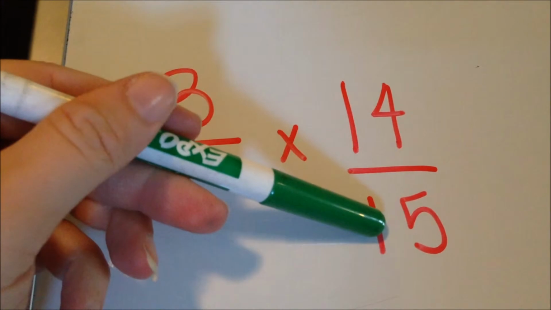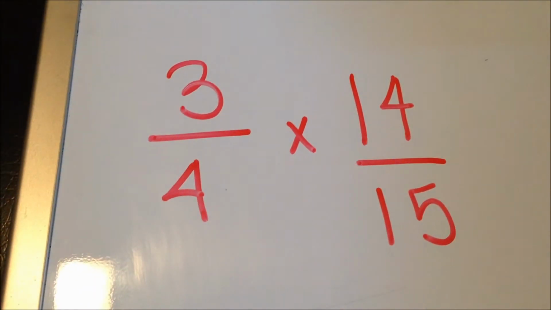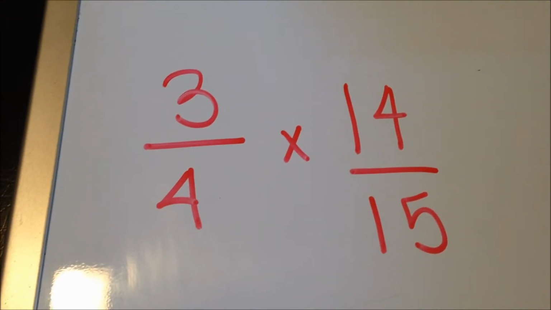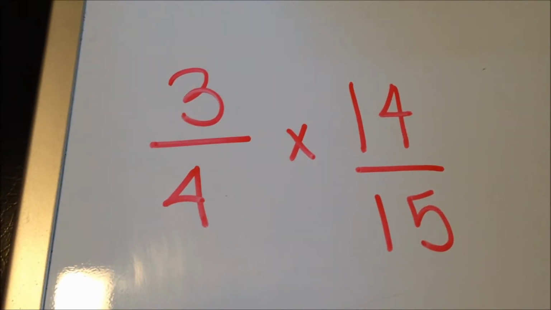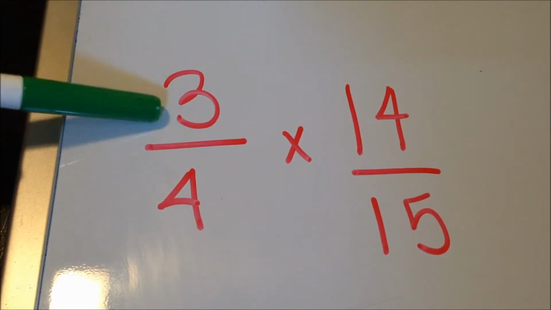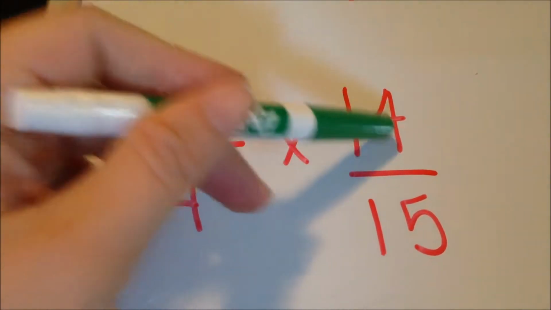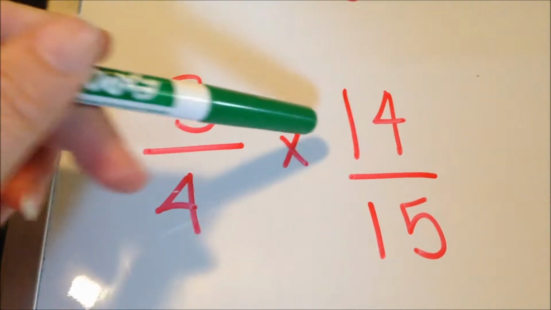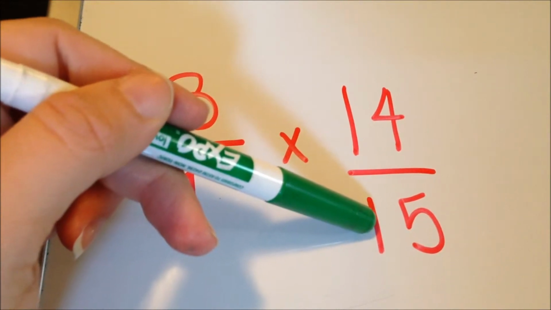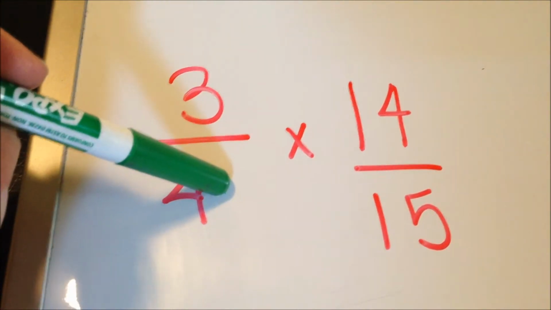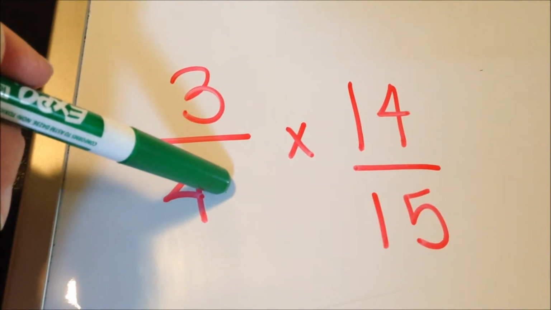Do 3 and 15 have any common factors? In other words, can we reduce? Yes, they both have a common factor of 3. 3 and 4 do not, so we don't have to worry about that one. 14 can be cross-reduced with 4, or we could also simplify 14/15. 14 and 4 can both divide by 2, so those can be reduced as well.